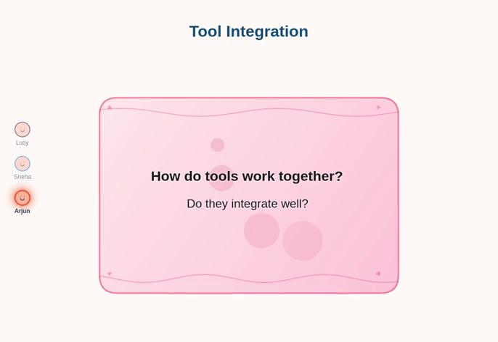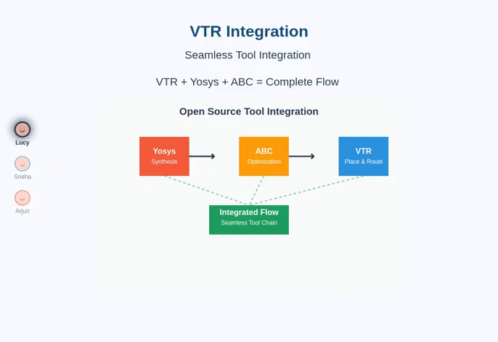That's impressive. But do these open source tools work well together, or do you need to manually connect everything? Excellent question. VTR integrates smoothly with other tools like Yosys and ABC. This creates a seamless flow from RTL design to detailed FPGA mapping, leveraging each tool's strengths.